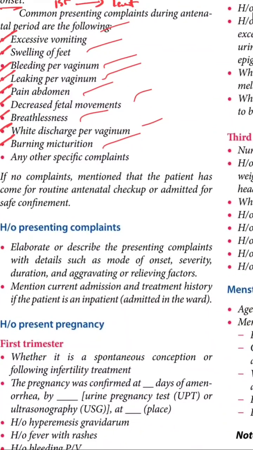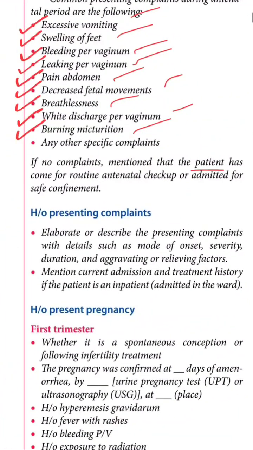So if no complaints are there, you need to mention that the patient has come for routine antenatal checkup and admitted for safe confinement. This is the way you need to write in your case sheet. So in your case sheet, if no complaints are there, what should you write? In the summary, you need to mention that the patient has come for a routine antenatal checkup and admitted for safe confinement.